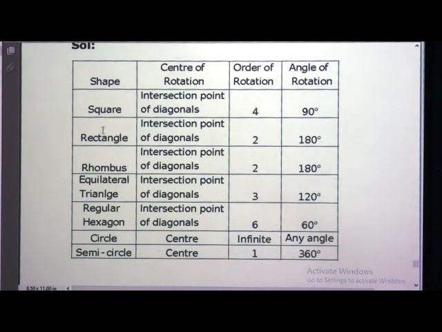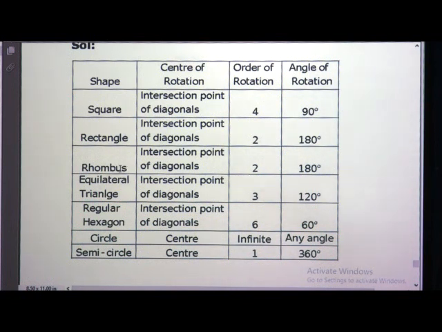It is not only a rectangle, you can find some rectangular shape, any object of a rectangular shape, and it can have only a 2 order of rotation. And again, you know the lines of symmetry also, we have 2 lines of symmetry.